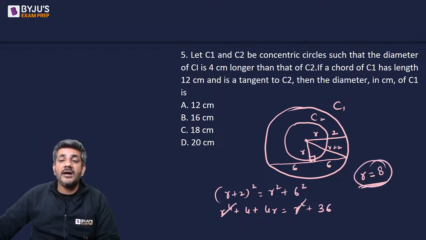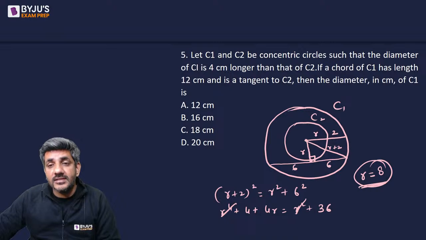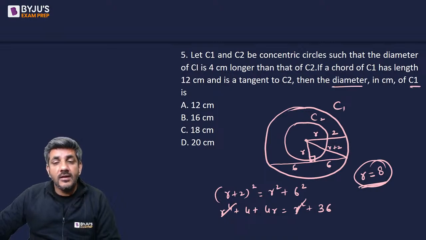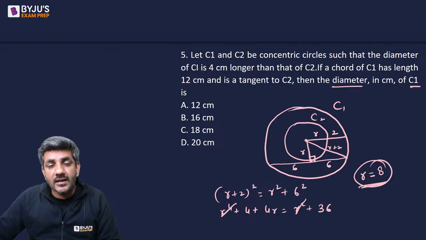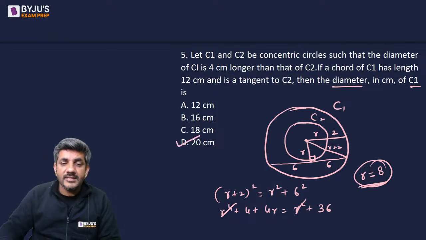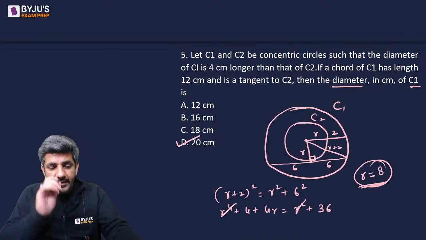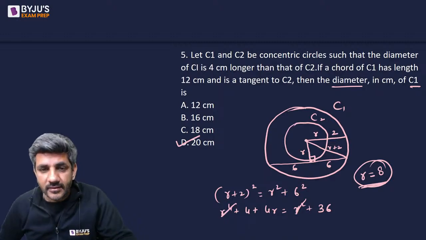And if r is 8, then r plus 2 is 10. The question is asking the diameter of C1. The radius of C1 is 10, so the diameter will be 20 centimeters. So yes, option D is the right answer for this question number 5.